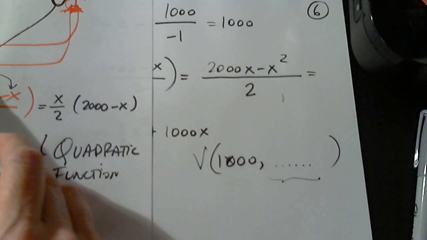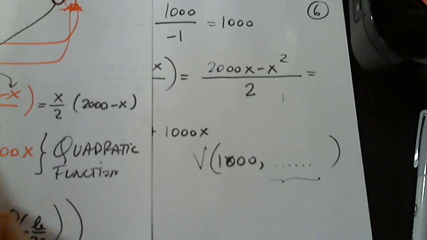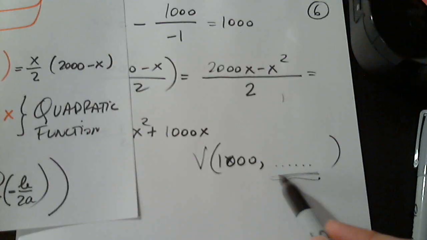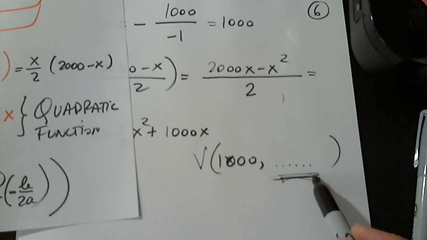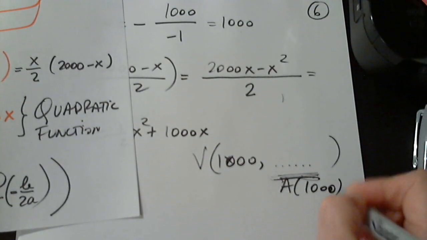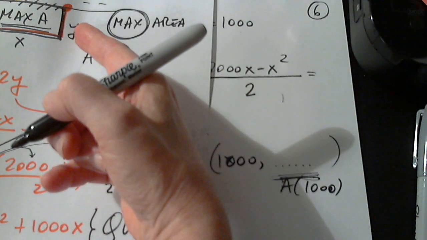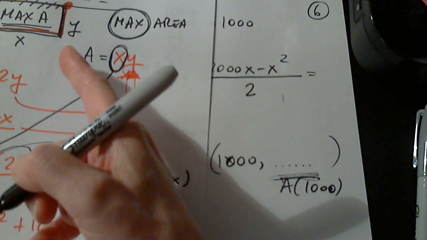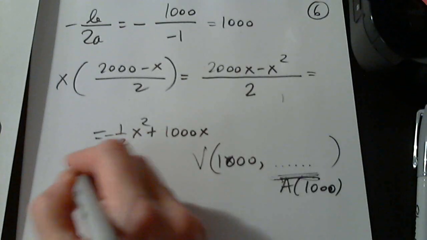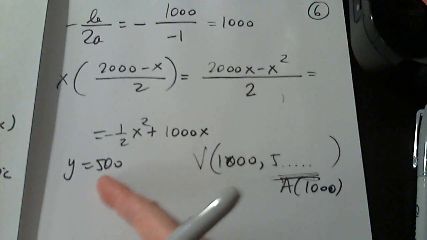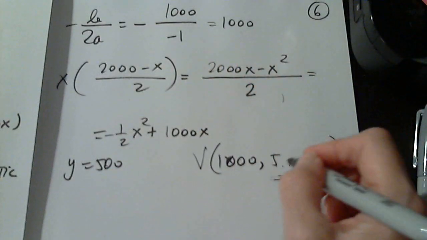So if x is 1,000, 2,000 minus 1,000 is 1,000, divided by 2 is 500. But this y is not this y. Careful not to get confused. This is a of 1,000, and y is the width of the rectangle. Okay, not to get confused. So y equals 500, and now you can multiply these two, 500 multiplied by 1,000.